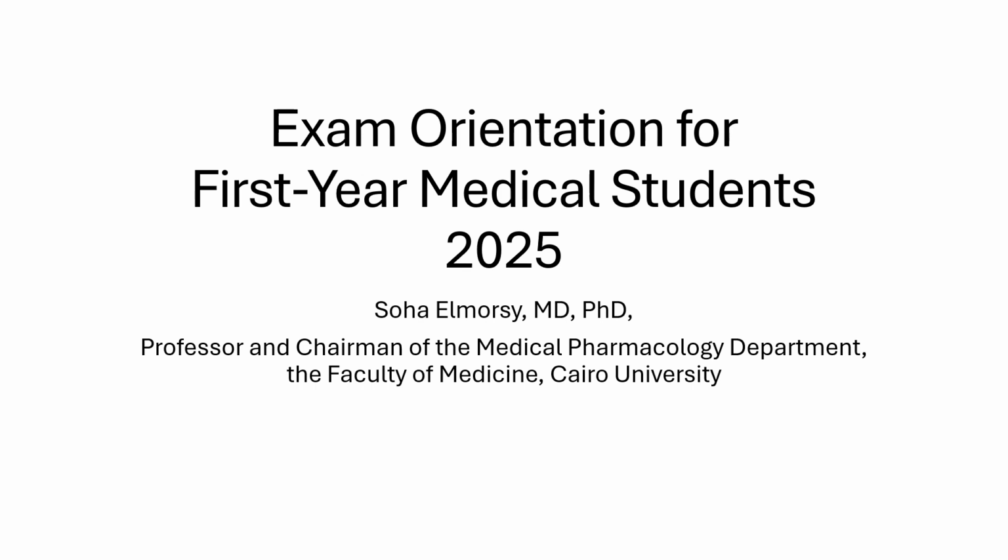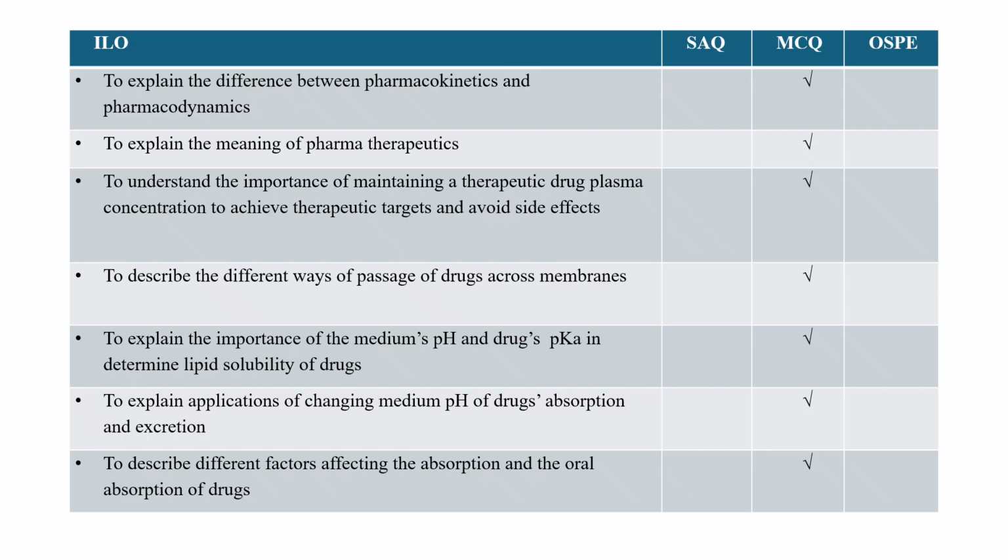So what I'm going to explain now is basically what we call the blueprint, and this is going to be of great help for you when you study, as I'm going to explain right now. As you can see, you are provided with the ILOs. And what are the ILOs? These are the intended learning objectives, or the outcomes that we want to get from your studying.